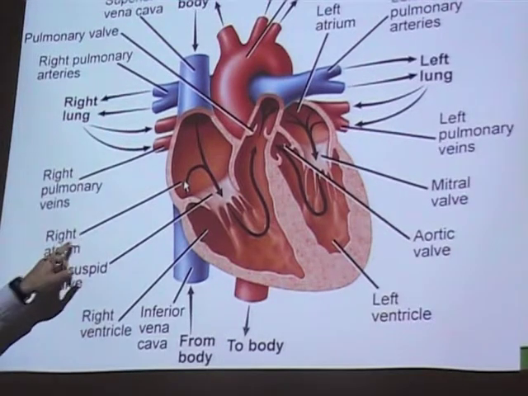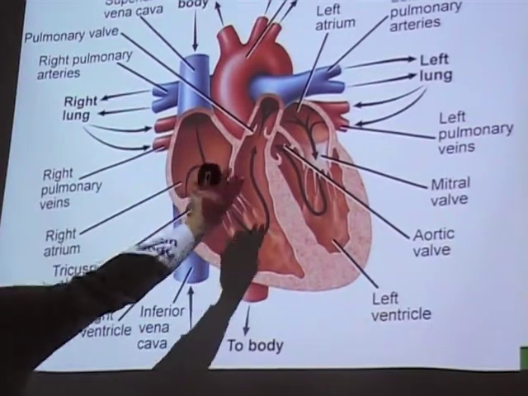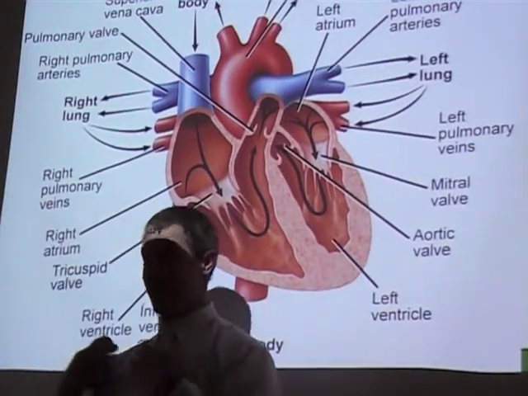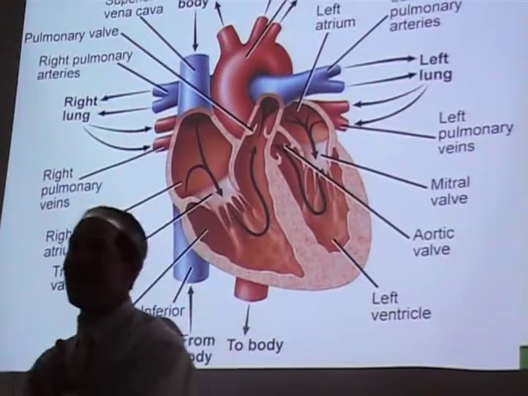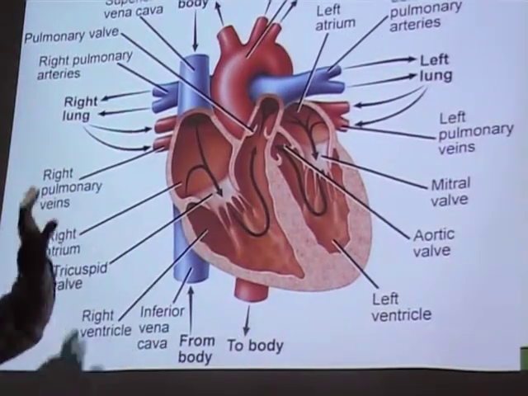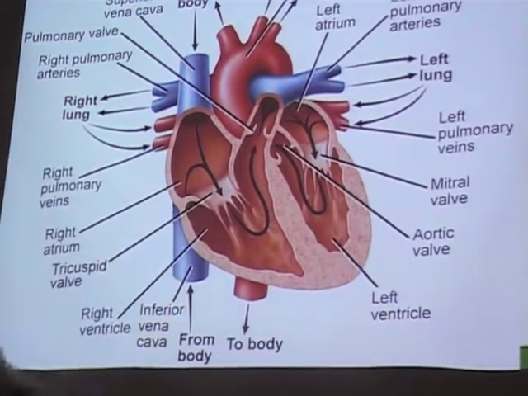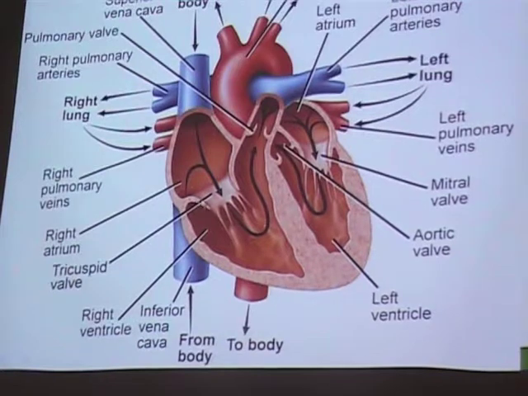Now notice it's called the right atrium. That's this part of the heart. If you look at it, it's on the left side. But if it was my heart, and I'm sitting here facing you, it's on my right side. Okay? A lot of people screw that up. They get it backwards because they're looking at it, they think it's on the left. That's the right atrium. Understand? So blood goes into the right atrium.